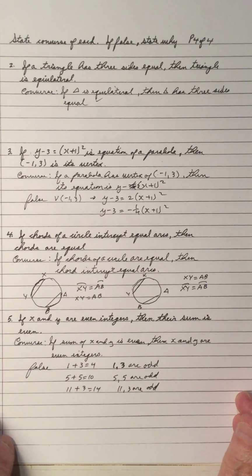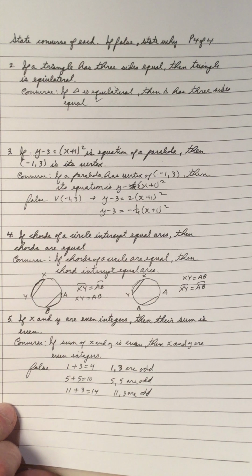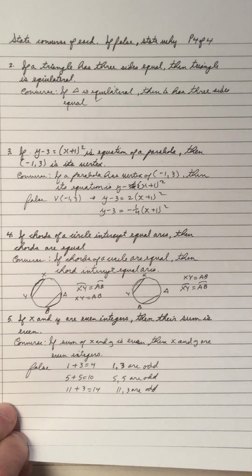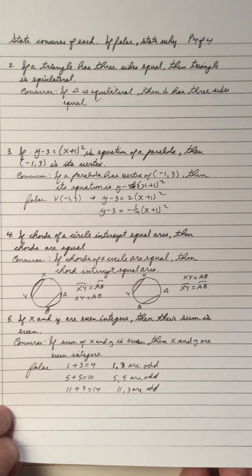So that's just going over conditional sentences and their converses, because in geometry or in any part of math, we can have conditional sentences and their converses, and the converses don't have to be true.